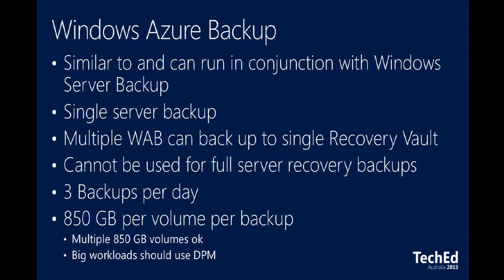So if your initial snap of a volume is more than 850 gigabytes, that's where you need to either move your data around so it's on multiple volumes or start using DPM. So multiple 850 gig volumes is okay. Bigger workloads, of course, should go and use DPM because you're starting to move out of that comfort zone. You can also not use it for full server recovery.